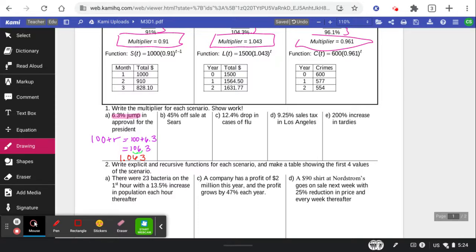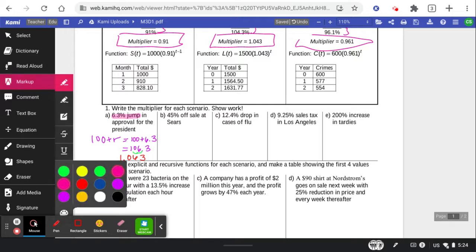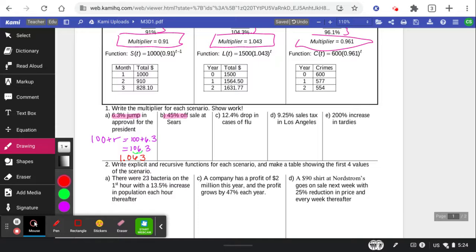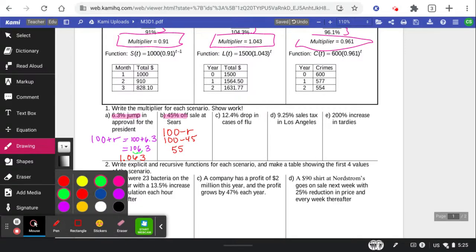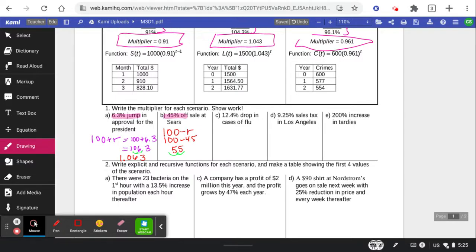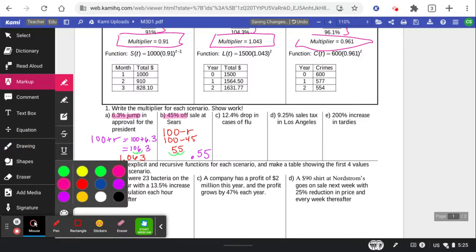The next one is a 45% off sale. What do you think? Is that an increase or a decrease? You got it. That's my 100 minus R because it's taking some percent off. So we say 100 minus 45. That's going to give me 55, but then we need to move the decimal twice. And my final decimal multiplier will be 0.55.